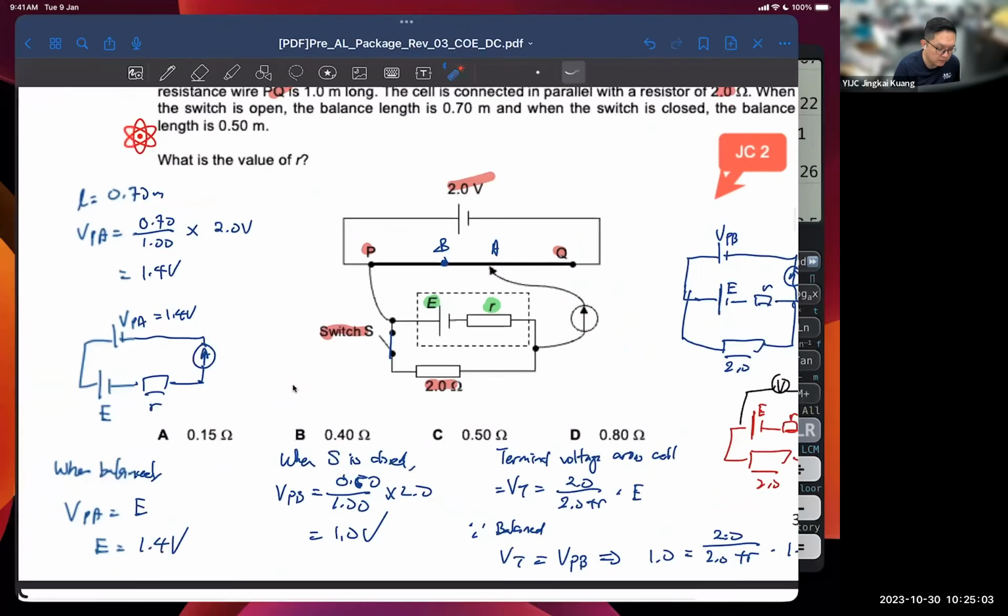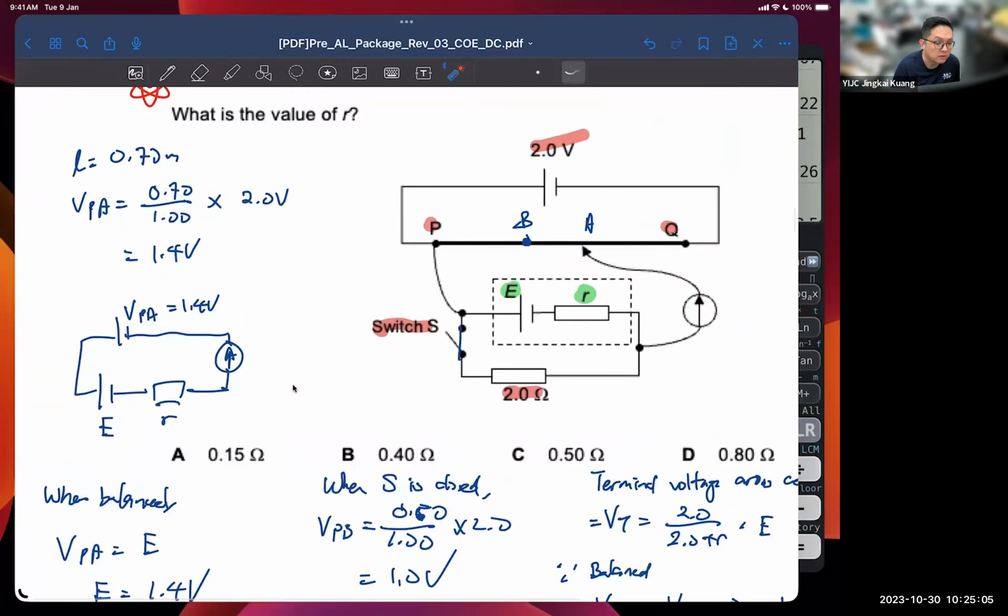It doesn't care whether your cell here has internal resistance or not. Because yes, you might have internal resistance, right? But as long as this potential difference and this potential difference are not equal, no matter how small the difference and how big this R is, you will still get some reading on your galvanometer. As long as this difference is non-zero, you will not get zero here.